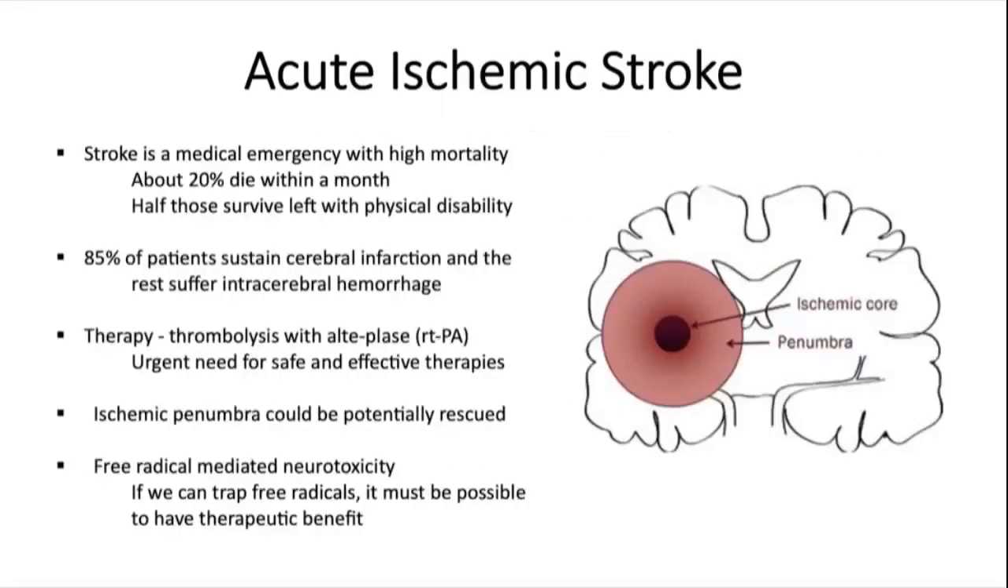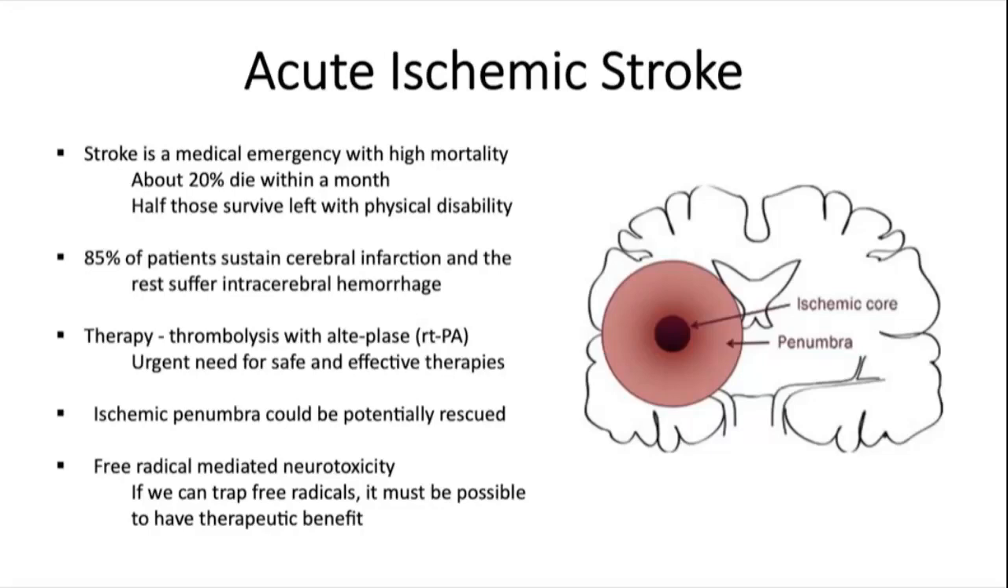We are all quite familiar with acute ischemic stroke. A stroke is a serious condition, a medical emergency with high mortality. About 20% of the people die within a month, and half of those who survive are left with a physical disability. Obviously, it's a very serious clinical condition. We need good therapies. Currently, therapy involves thrombolysis with alteplase, but still there is a need for a very effective treatment.